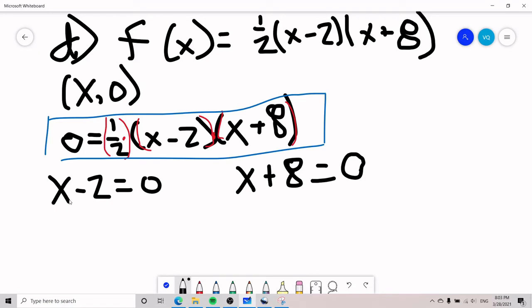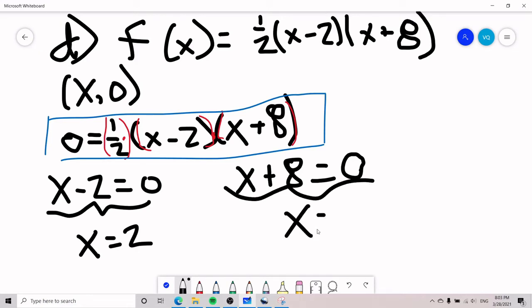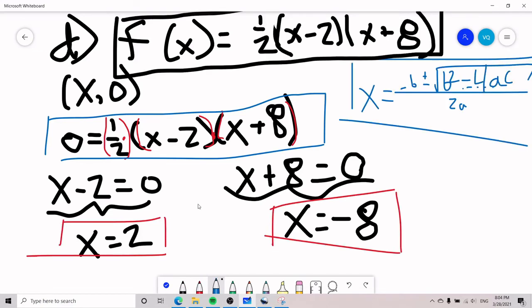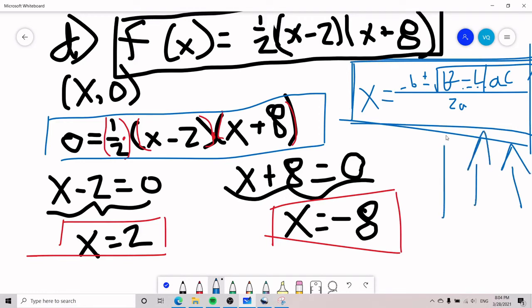Okay, we solve this guy, which gives us x equals 2, and we solve this guy, which gives us x equals -8. And notice that these are the same exact solutions that we got on the last part. And so now you're wondering, why didn't we do it like this in the first place if it was such a faster solution? The reason I wanted to show you the quadratic formula, which is this guy here, is because this guy here always works. Okay, it takes longer, but it always works.